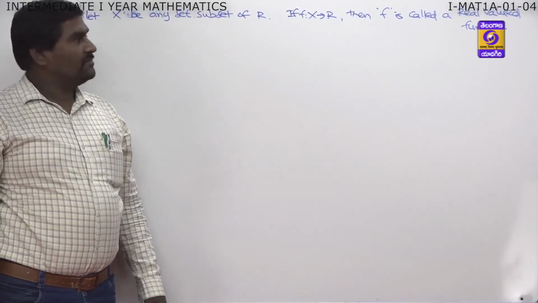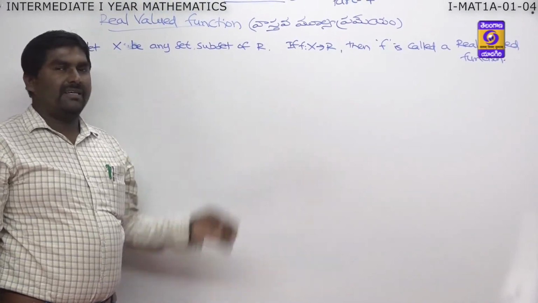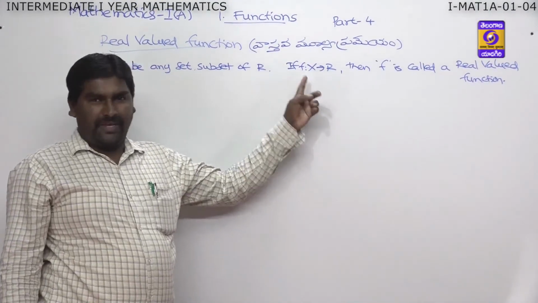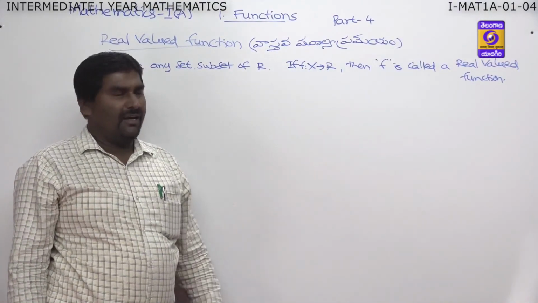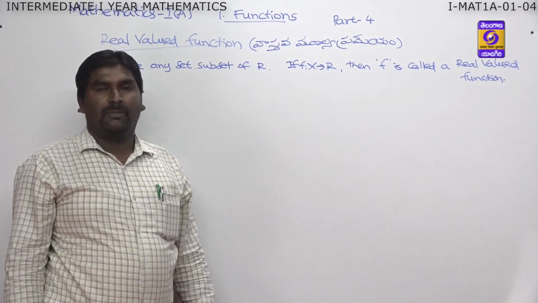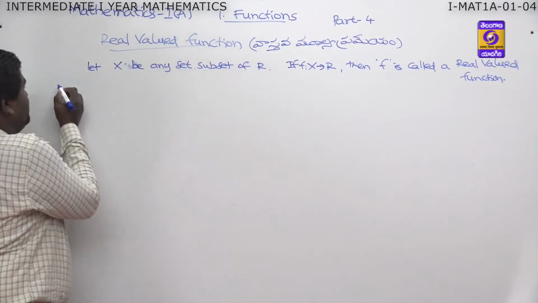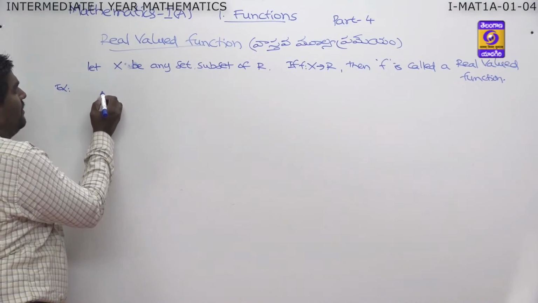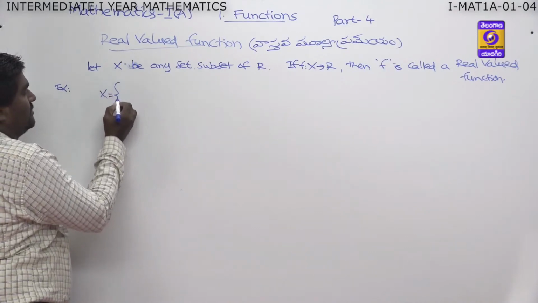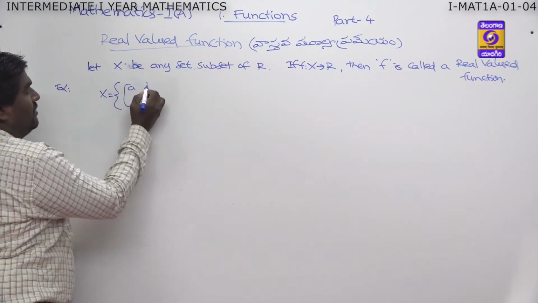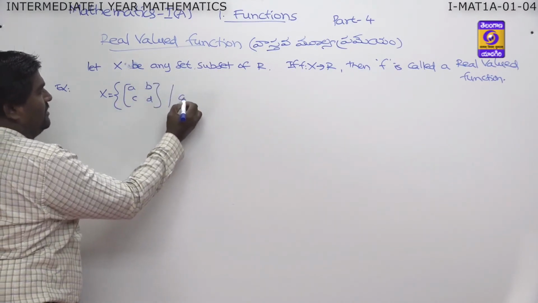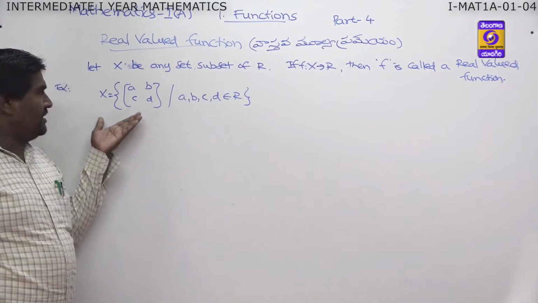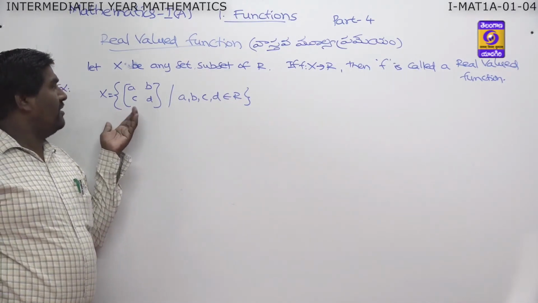x అనేది వాస్తవ సంఖ్యా సమితి R కు ఏదైనా ఒక ఉపసమితి, ఏదైనా ఒక ప్రమేయము f ను x నుండి R కు నిర్వచించినట్లయితే ఆ ప్రమేయము f ను వాస్తవ మూల్య ప్రమేయము అంటారు. ఫర్ ఎగ్జాంపుల్, take any set x like this, containing the matrices ABCD such that ABCD belongs to R. ఏదైనా ఒక సమితి x ను ఇలా తీసుకున్నాము, x is subset of R.